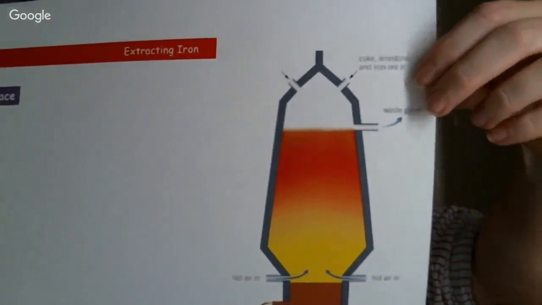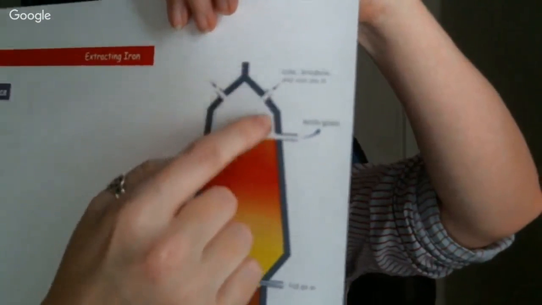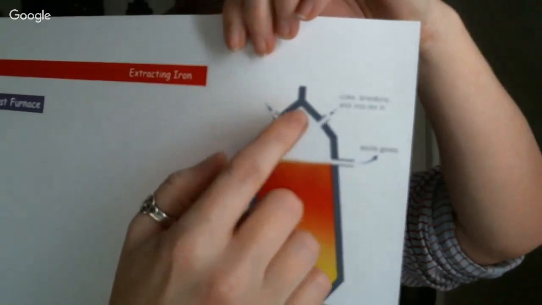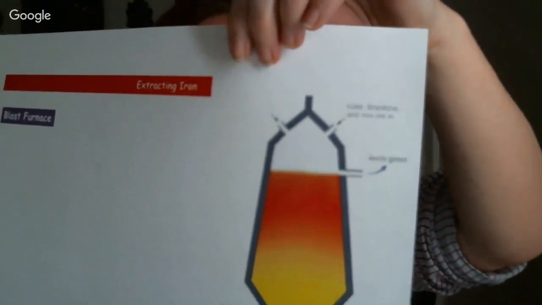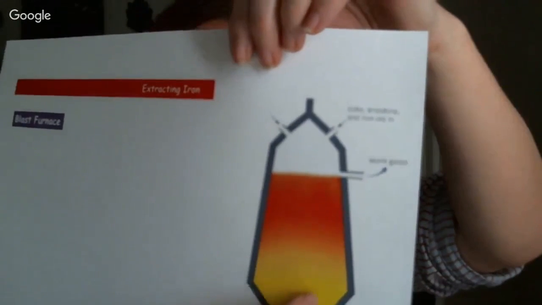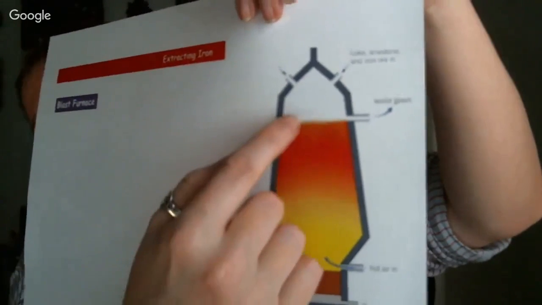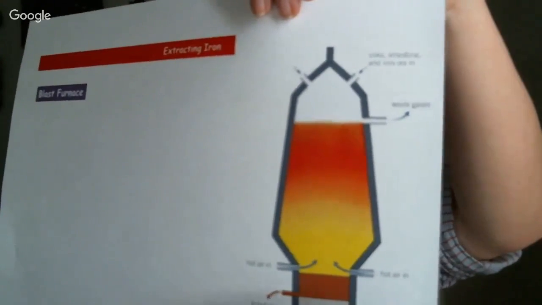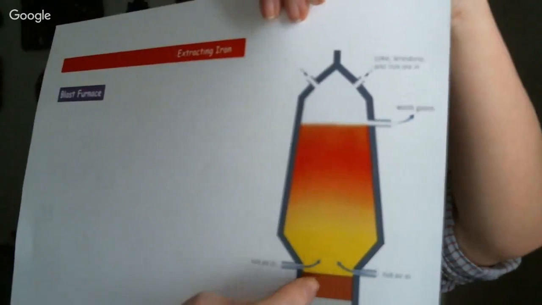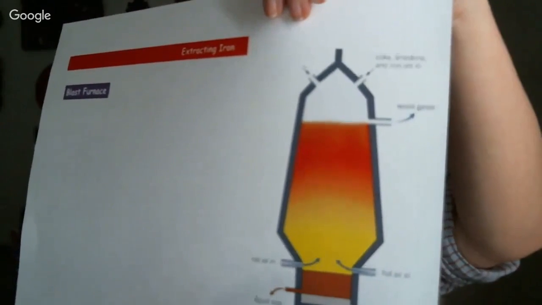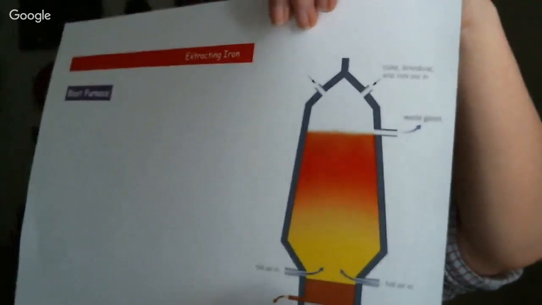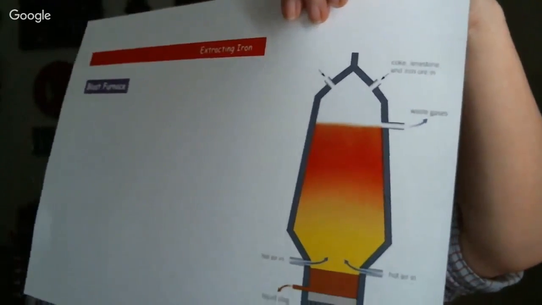So what we've actually got then is we're going to put everything in at the top up here. So that's going to be the coke, the limestone, and our iron ore. We're going to heat this up, hence why it's nice and hot at the bottom, and then it's going to get cooler as it goes further up. And then what's going to happen is we've got our liquid slag, first of all, which is the waste products, and our liquid iron that we can run off at the bottom. So that's the basis of what the blast furnace looks like.